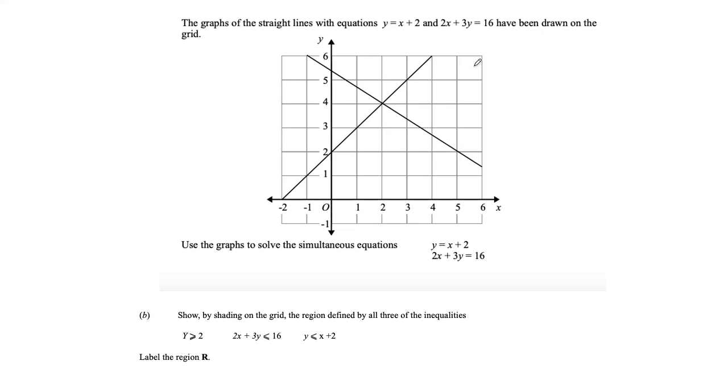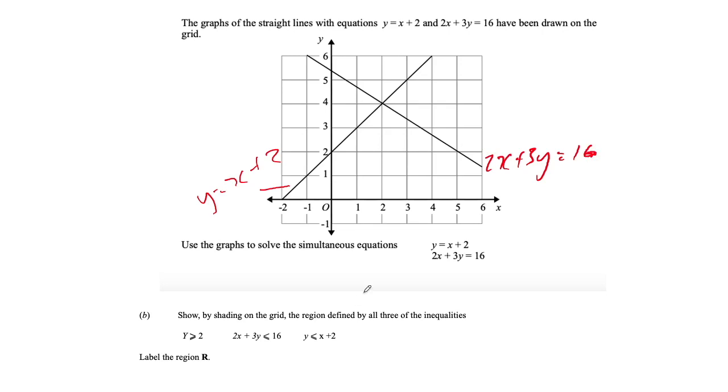So first thing I would do, I would locate each equation to the lines drawn on the graph. So we've got y equals x plus 2, that's an easy one to find. The y-intercept is going to be 2, so we know that this line here is y equals x plus 2, which means the other line is going to be 2x plus 3y equals 16.